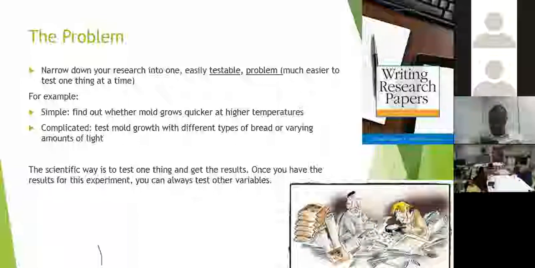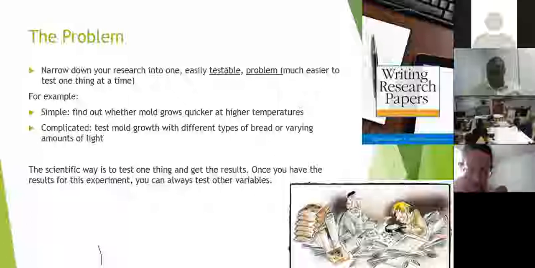Then you need to narrow down your research into one easily testable problem. Remember, you want to make it an easily testable problem because it is much easier to test one thing at a time. So initially we'll talk about mold growing at higher temperatures. What is our problem here? Simple: find out whether mold grows quicker at higher temperatures. Straightforward. Don't try to make it more complicated. Some people want to say, let's see if mold would grow with different types of bread and varying amounts of light. When you start adding so many variables, you make it complicated for something that looks very simple.